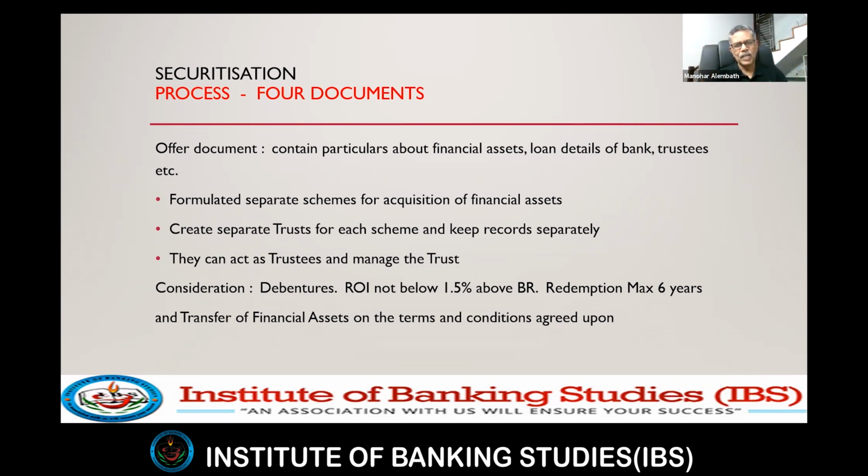Create a separate trust for each scheme and keep records separately. That means it has to create a separate trust to deal with the first 100 crores. Then another trust to deal with the next 50 crores. The asset reconstruction company itself can act as the trust.